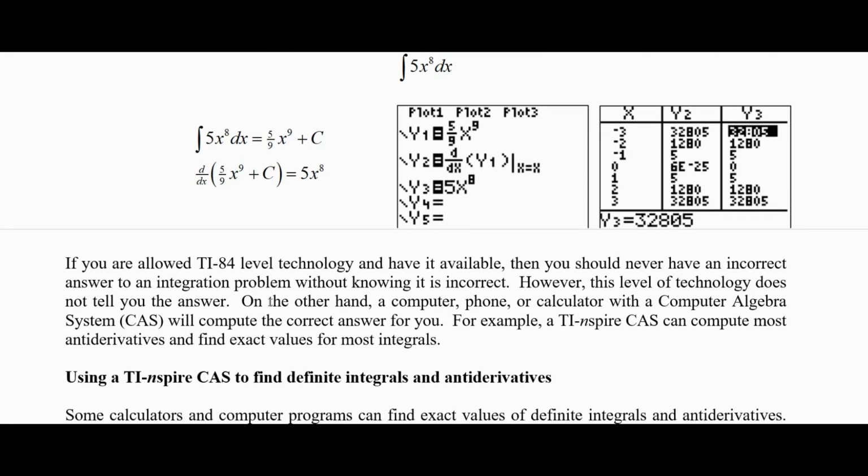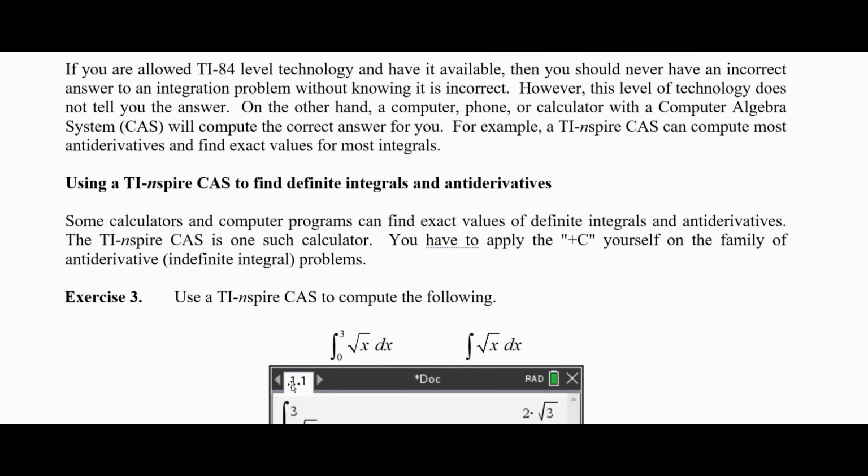So, this is important. If you are allowed TI-84 level technology and have it available, then you should never have an incorrect answer to an integration problem, at least not without knowing it's incorrect. However, this level of technology does not actually tell you the answer. On the other hand, a computer, phone, or calculator with a computer algebra system, CAS, will compute the correct answer for you. For example, the TI-nspire CAS can compute most antiderivatives and find exact values for most integrals. So let's see how that works.